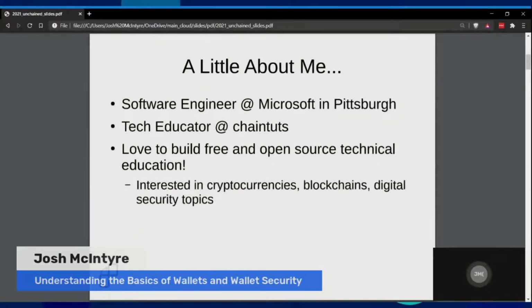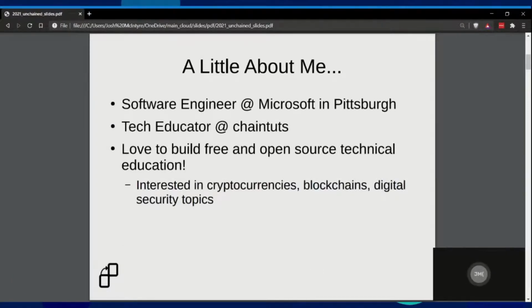A little background on me. I'm a software engineer at Microsoft in Pittsburgh. My day job, I don't work on cryptocurrencies. I'm a systems and back-end developer. And of course, the work that I do with Chained is not representative of my employer. I am a tech educator at my personal project that I call Chained.